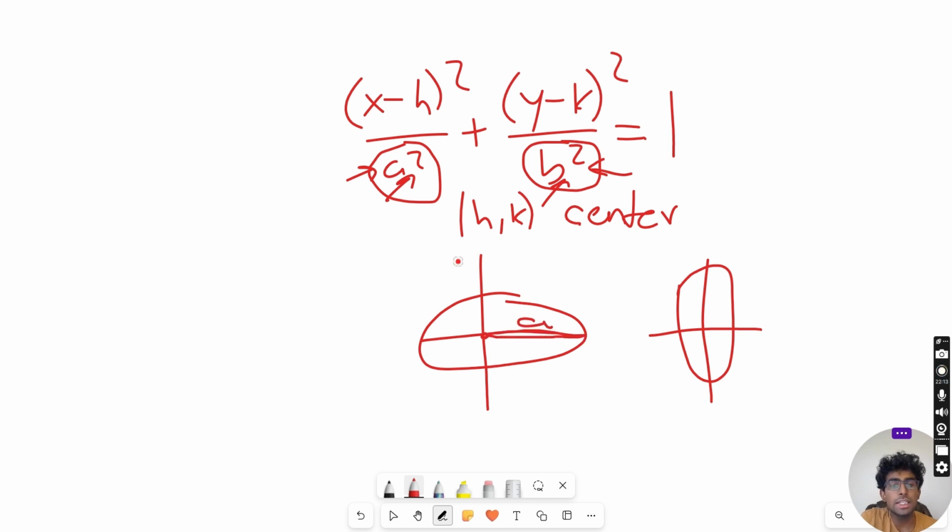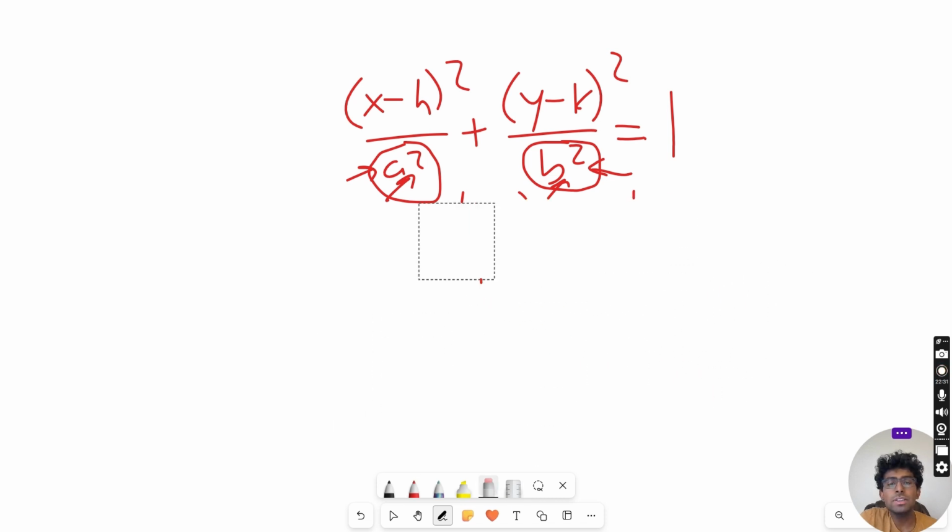So you can figure out the radius of the ellipse, or the length of the major axis from the center to the endpoint, by this a squared value. Remember, to find a, you're just taking the square root. And same thing here, you would be able to find b like this, and vice versa.